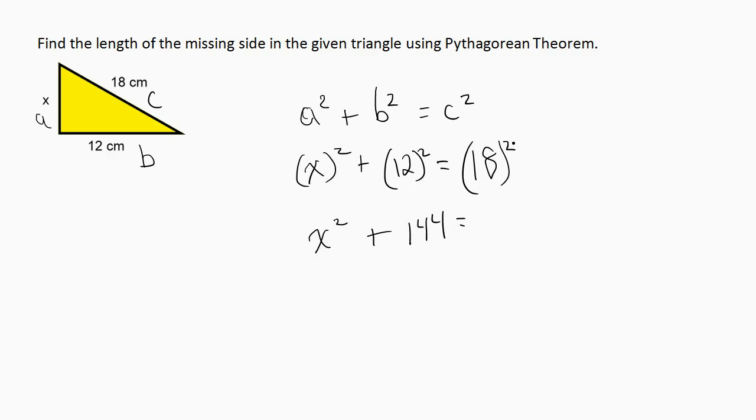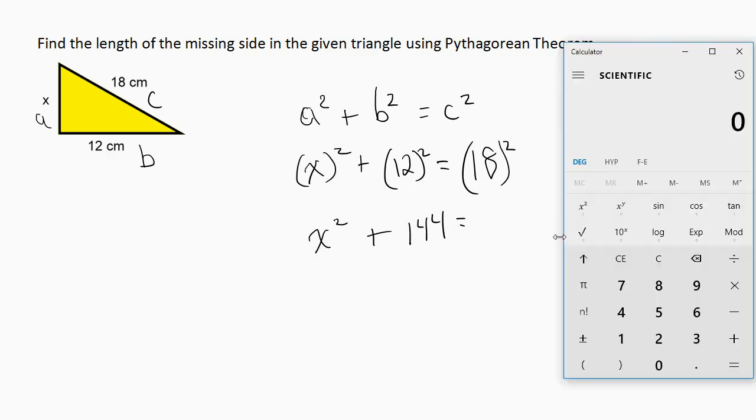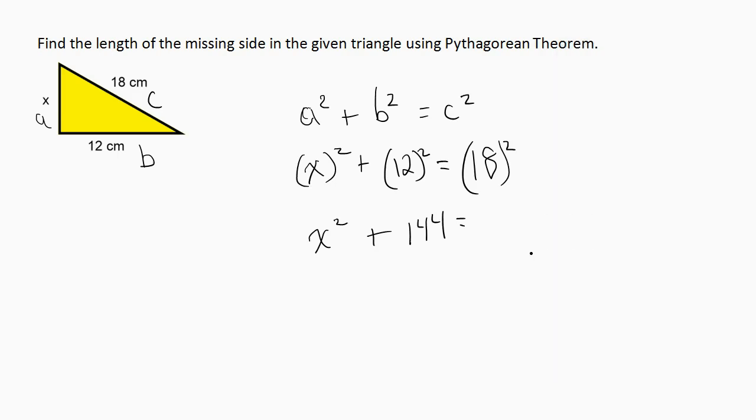I don't know what 18 squared is off the top of my head. If you do, you must be better at math than I am. So I'm just going to pull out the calculator and go, what is 18 times 18? 18 times 18, and we get 324.